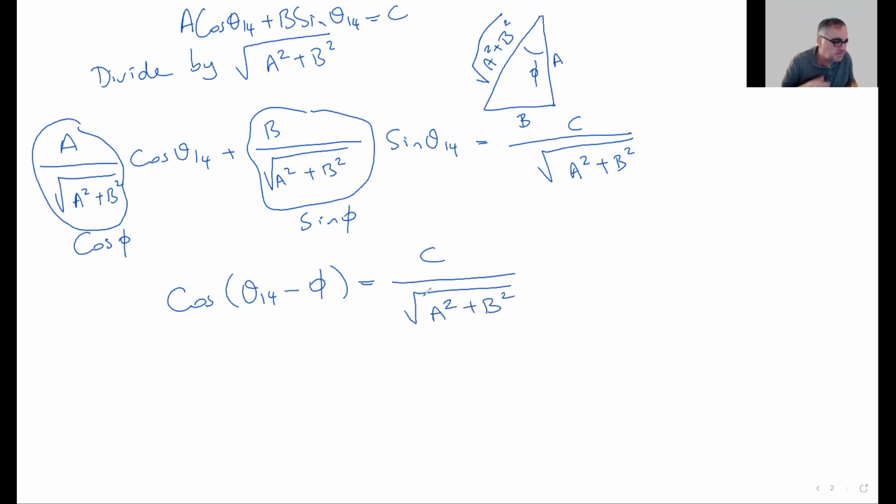Now, A, B, C, as I have told you, is known. Phi can be determined. So theta 1,4 has a kind of a solution, right? As a matter of fact, we can find these values. For example, A was equal to 2 R1 R4.